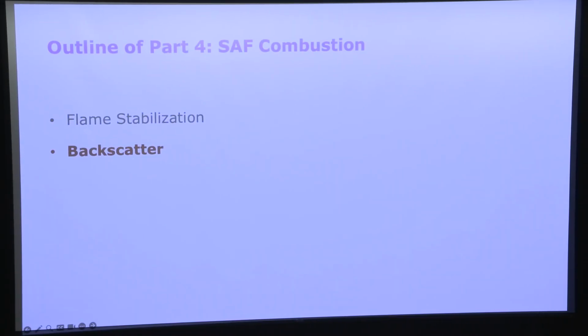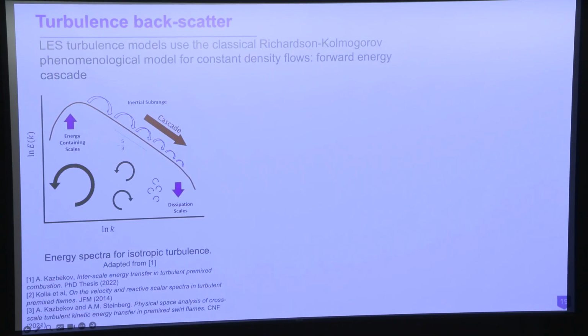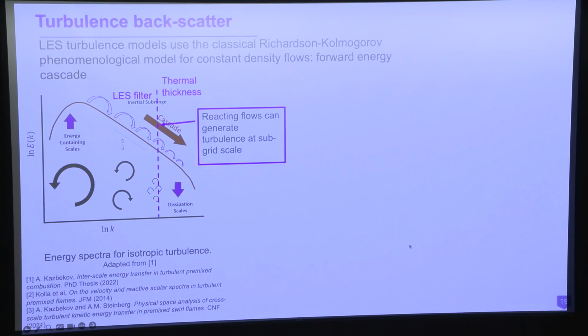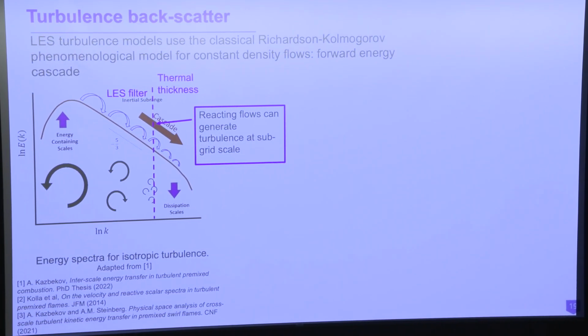Okay, so then the last part of this talk, I'd like to talk a little bit about backscatter. So classical theories of turbulence typically suggest that the kinetic energy cascade for non-reacting incompressible flows has a net transfer of energy that's downhill from the large to the smallest scales. However, in reacting flows, as I said earlier, you could generate turbulence at the subgrid scale because gas expansion effects can inject energy in the dissipation part of the spectrum.